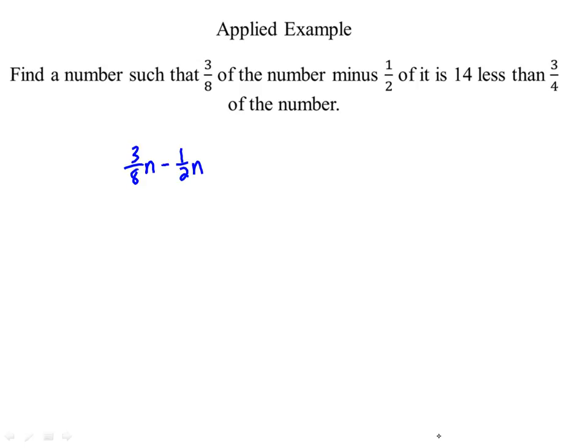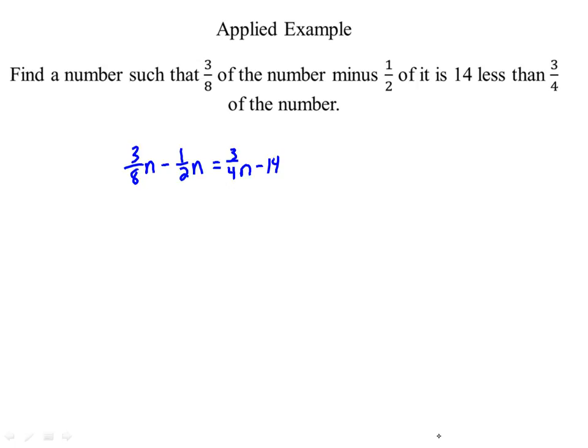Now, remember, subtraction is kind of tricky, because if it says less than, you're going to write it backwards of what you see. But if it's minus, that just means you're going to take it away, so you can write it straight up. Is equal to 14 less than, for example, 14 less than 3/4 n, you're going to write 3/4 n minus 14. So with subtraction, make sure you be careful on how you read it. Make sure you understand what you're reading.